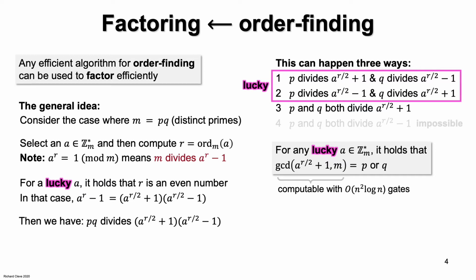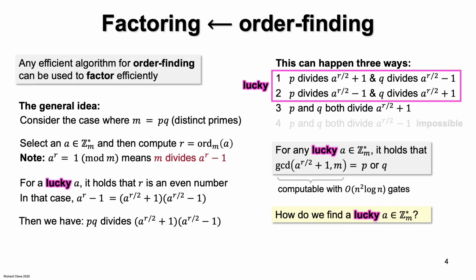This is all fine if we have a lucky A to start with. So, how do we find a lucky A? I have bad news and I have good news. The bad news is that there is no systematic way known of finding a lucky A efficiently. That sounds quite discouraging. But the good news is that it can be proven that for any m, at least half of the elements of Z star m are lucky.